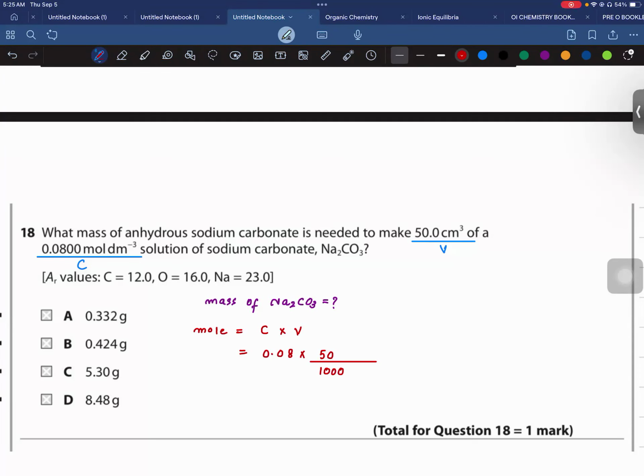Why? Because the concentration's unit is mole per dm cube and the unit of volume is in cm cube. The unit must be the same. To make it same, I am going to convert cm cube into dm cube by dividing the value with 1000. Can you tell me the answer? That would be the moles basically. What's your answer?